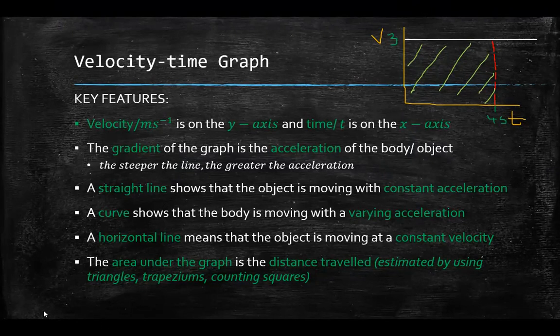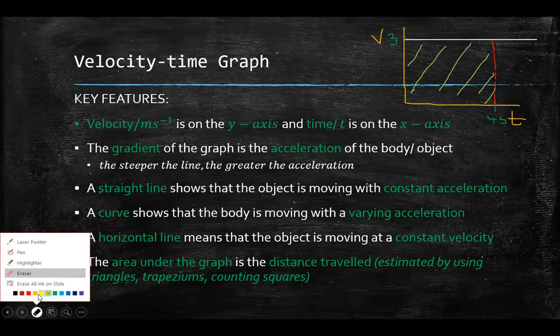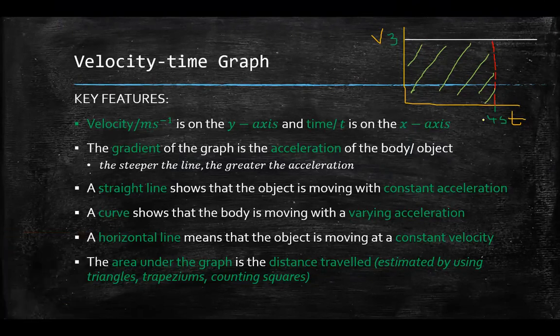So my length would actually be 4, and my breadth or width would be 3. So to find the area, 4 by 3 is 12. Distance traveled is 12 meters, right? But it's not always that simple.